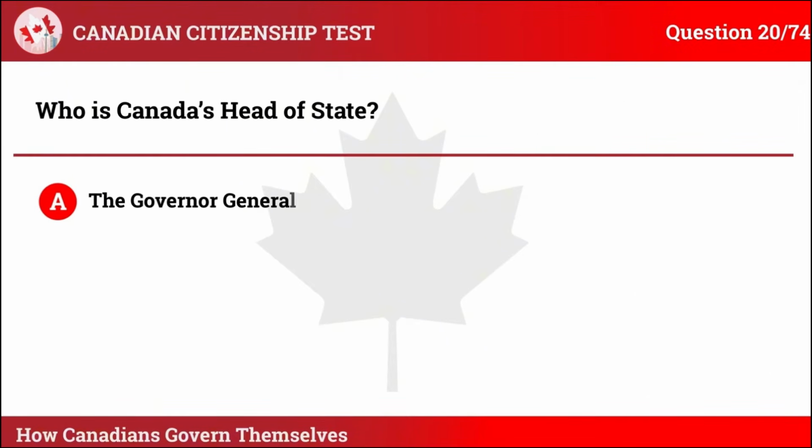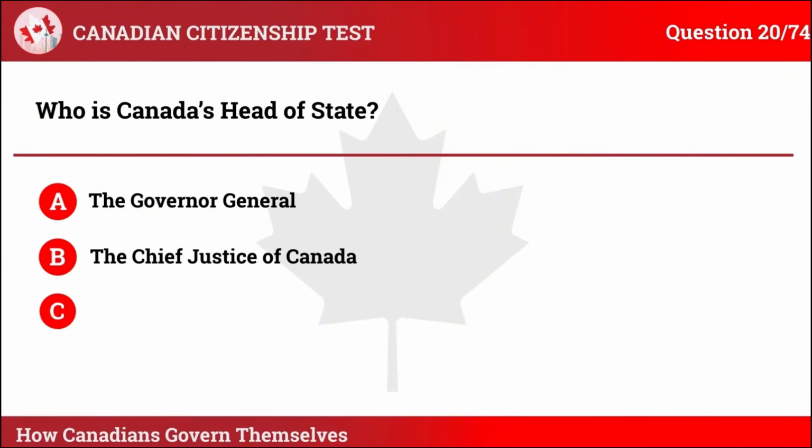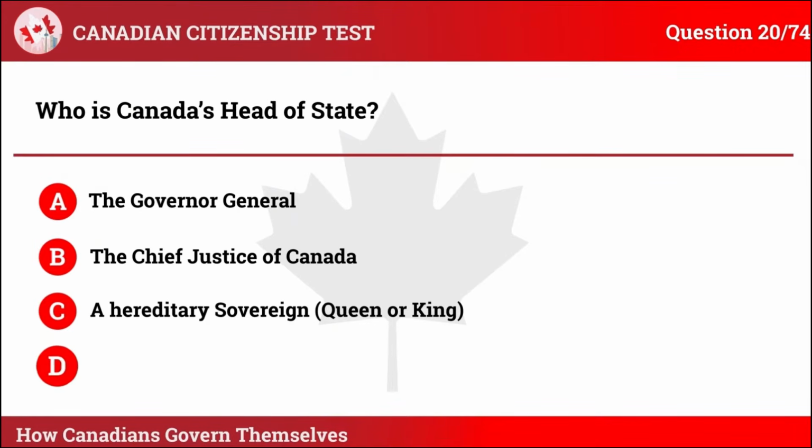Question 20. Who is Canada's head of state? A. The Governor-General. B. The Chief Justice of Canada. C. A hereditary sovereign, Queen or King. D. The Prime Minister.